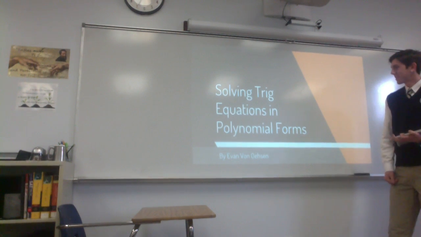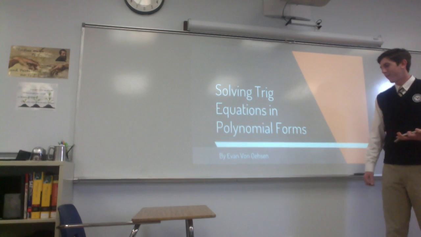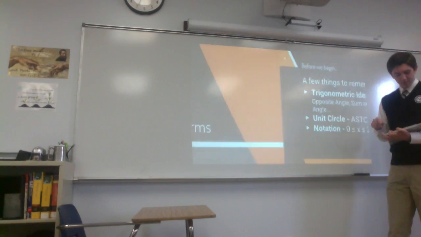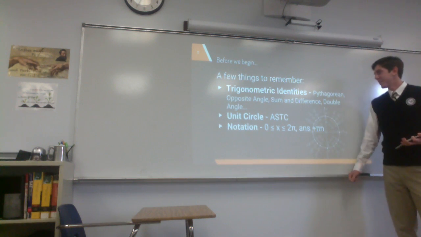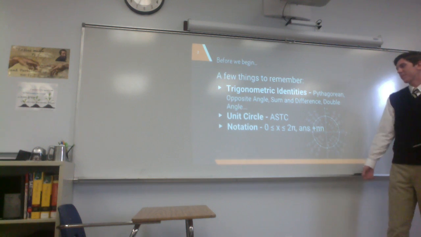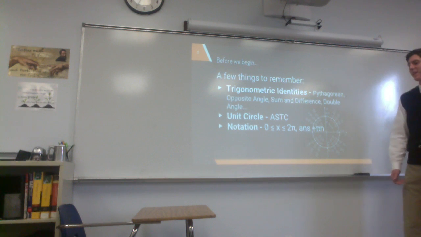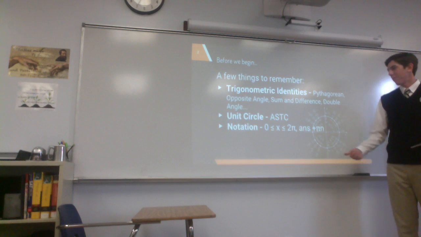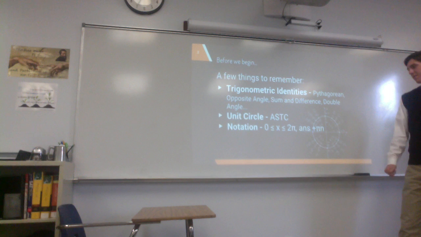Alright, today I'm going to teach you guys how to solve trigonometric equations in polynomial forms. So, before we begin, just a few things to remember. Trigonometric identities, our Pythagorean, opposite angle, etc., all those. Remember those because you're going to use those to solve. It'll be kind of like what Sam showed us with the proofs, just find ways to simplify and get them in terms of functions. You also remember your unit circle and what functions are positive and negative where for your answers, because that's pretty important.